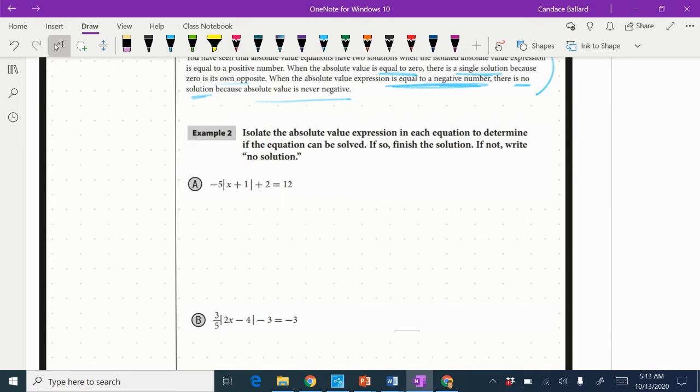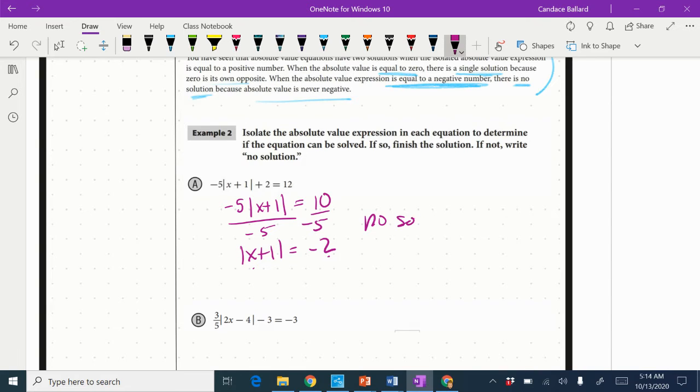So this first one, I'm going to start out just like I always would, and I'm going to isolate the absolute value. So I'm subtracting 2. So I had to get negative 5 times the absolute value of x plus 1 equals 10. And then I'm going to divide by negative 5. So I get absolute value of x plus 1 equals negative 2. I have absolute value equal to negative 2. I simply write no solution.